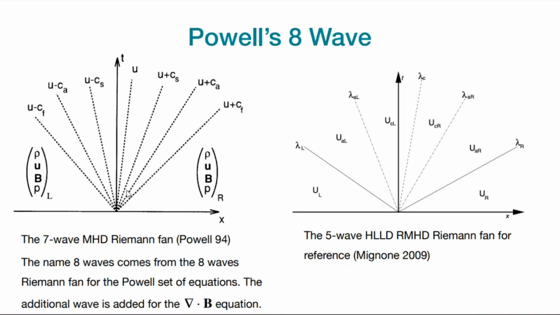Now, if you put in the divergence criterion, you have another equation, so you also introduce another characteristic here. That's why it has 8 waves, and that's why it's called Powell's 8-wave method.